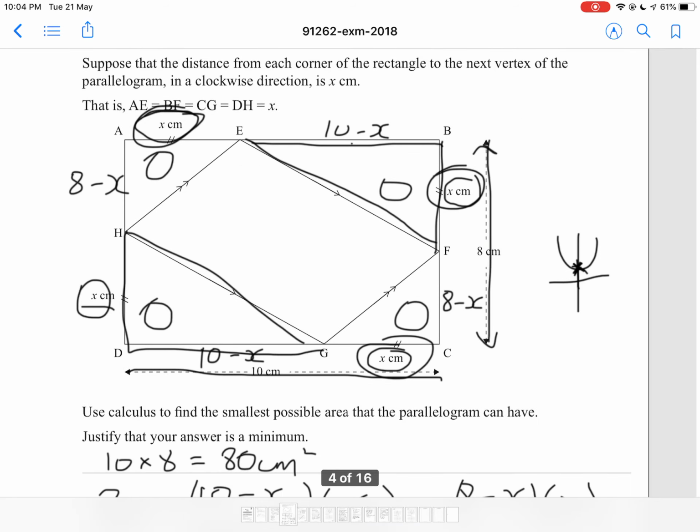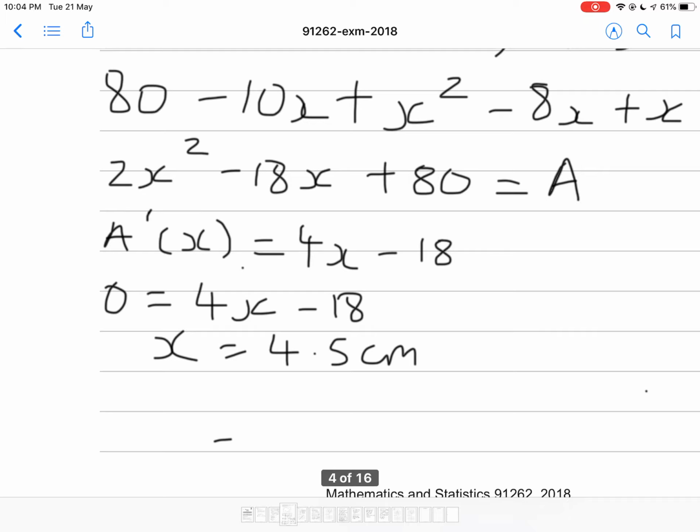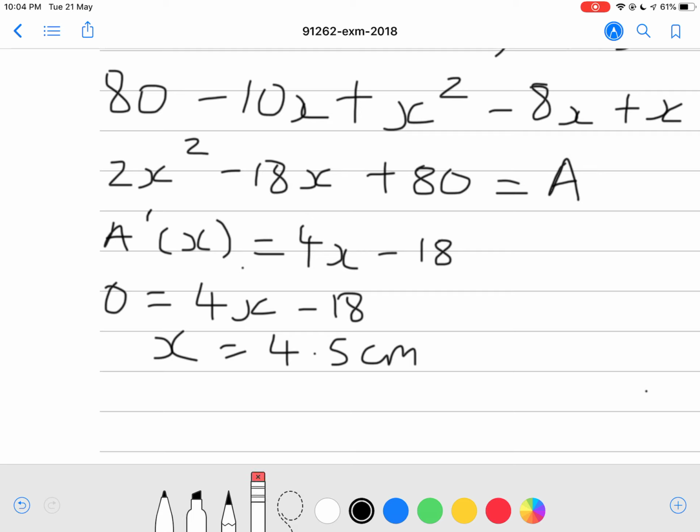But we're not done yet. It says justify right here. It says justify that your answer is a minimum. So how do we do that? Basically, we're going to find A double dash of x, so we're going to differentiate again. Each dash represents how many times it's been differentiated.